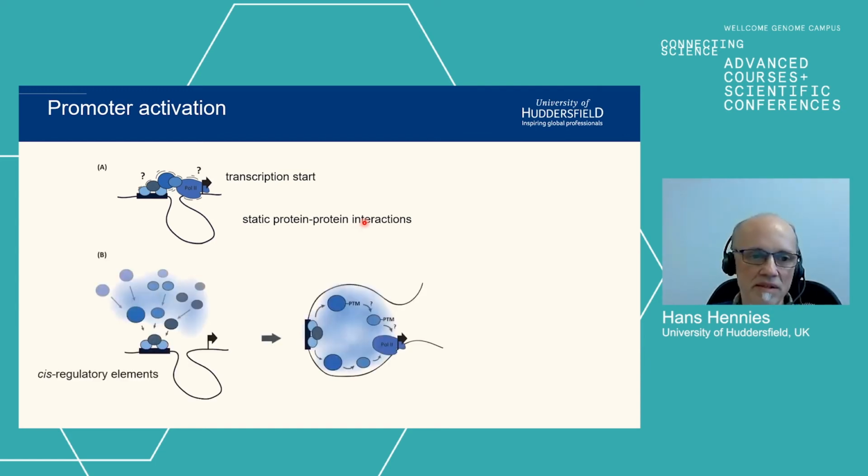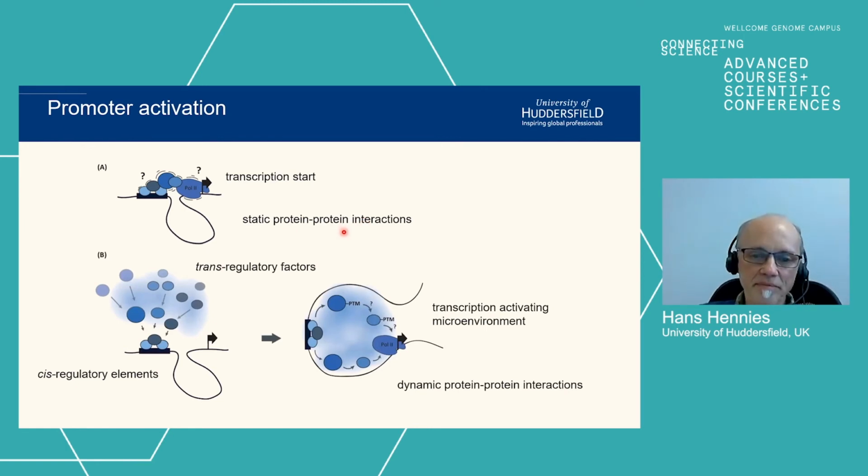And so the current model is rather a flexible model where the enhancer elements, the cis-regulatory enhancer elements, bind transcription factors and cofactors. So there's an interaction between cis elements and trans-regulatory factors, and they form such a transcription activating microenvironment. So we have an enhancer here. This enhancer would interact with several transcription factors and other elements, which then lead to the activation of the promoter and the polymerase II. This would be a dynamic protein-protein interaction, which can respond to different cellular situations. So this would explain the activation of multiple transcription start sites.